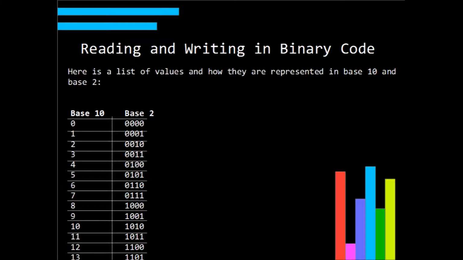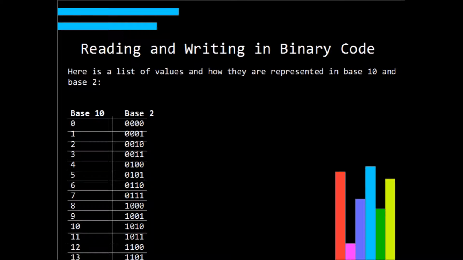So I'm going to start with explaining 0. 0, 0, 0, 0. None of the columns are on, so you don't have a 1 in any of the columns, you have 0 value. Makes sense. 1 would be 0, 0, 0, 1. The 1's column only is lit up. But in the 1's column, for 1, the 1's column is the only column that actually shows a value. That way, all we have is 1.